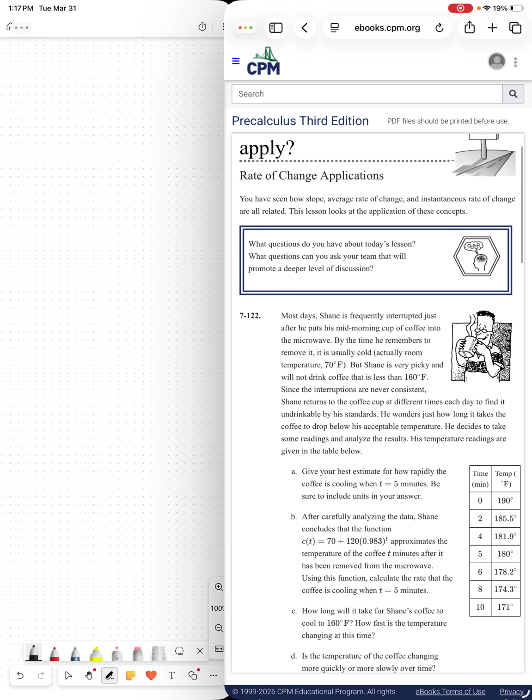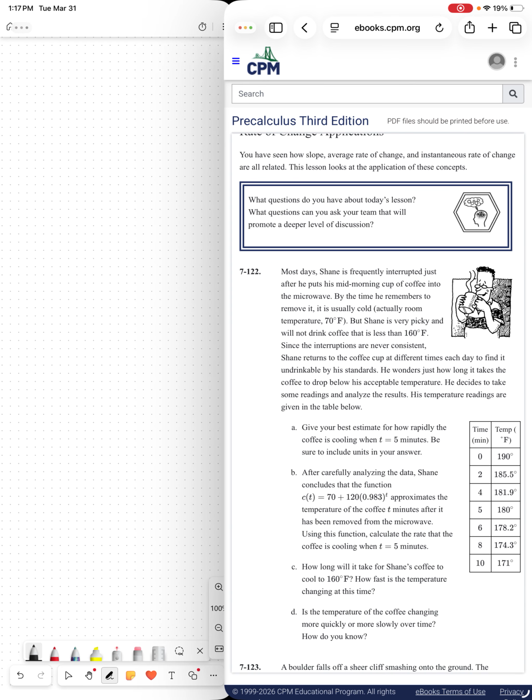So 122. Most days Shane is frequently interrupted after he puts up his mid-morning coffee. By the time he remembers to remove it, it's usually cold, room temperature. Shane is very picky and will drink coffee no less than 160 degrees Fahrenheit. Since the interruptions are never consistent, Shane returns to the coffee cup at different times each day to find it undrinkable. He wonders how long it takes for the coffee to drop below his acceptable temperature and decides to take some readings. So we have a table of readings.